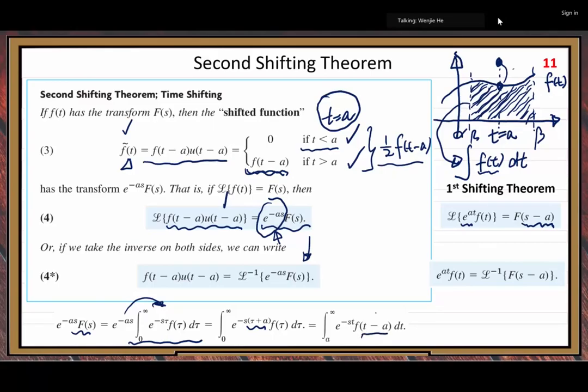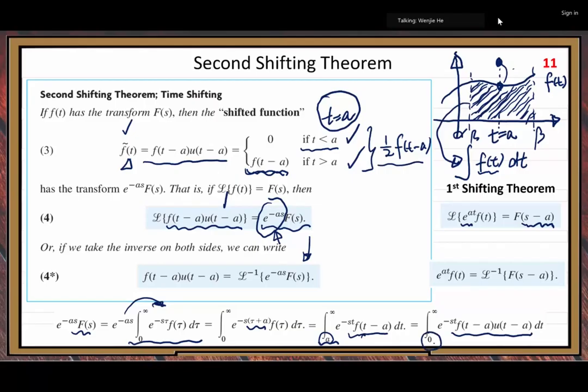That's a shift. And A is here because when tau equals 0, t equals A. So t should start from that A number. Then here, can you write it this way, and you can change the lower limit to 0?